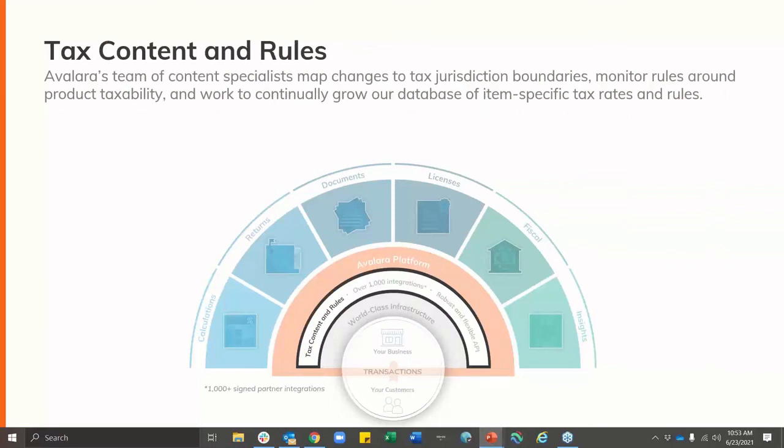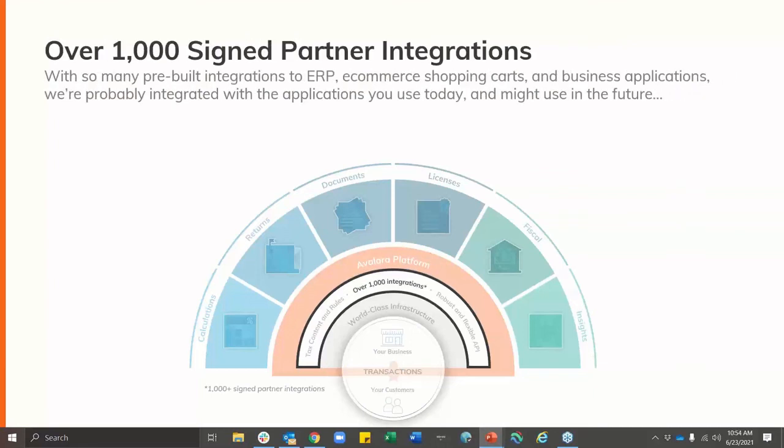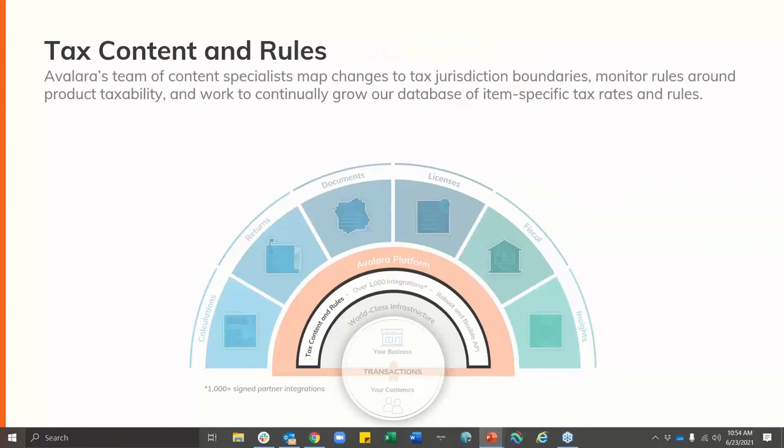We have a huge team of content research specialists. So they're the tax researchers who are constantly mapping changes to the tax jurisdiction boundaries. They're monitoring the rule changes to the taxability of products and services. So they're growing our database daily of very item-specific tax rates and rules. On the tax jurisdiction boundaries, I don't think a lot of people understand what that is, so I'm just going to explain at a real high level.